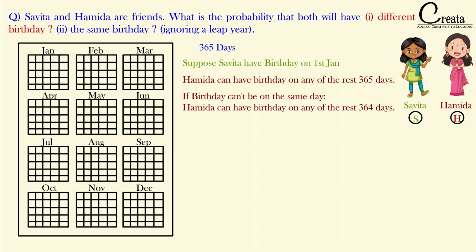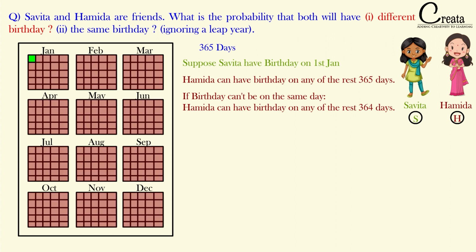In the first case, it is given both have different birthdays. It means that Savita is having the birthday on any one day. Suppose in this case we take 1st of January, but you can take any day. And Hamida is having her birthday on the rest of the 364 days. Why? Because the birthdays are not matching, both are not having the same day birthday.